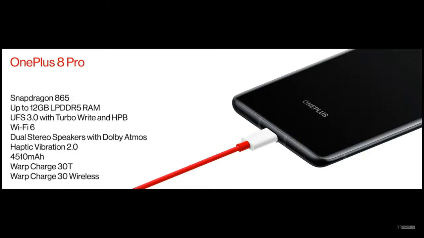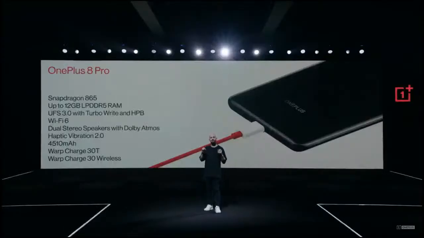And because the OnePlus 8 series is leading with speed, we've equipped the OnePlus 8 Pro with Wi-Fi 6. That gives you 40% faster peak internet speed and is 4 times faster in crowded areas.